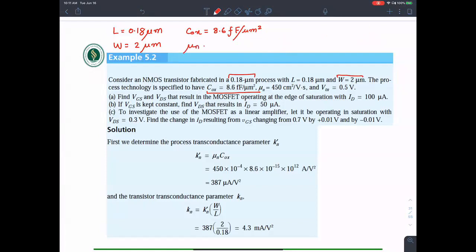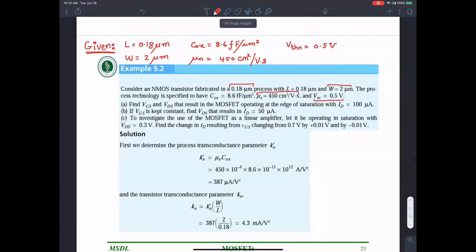The mobility is given to be 450 centimeters squared per volt second. This is the typical unit of mobility of electrons. You want to make sure you are extremely careful with all the units that we use. VTN or VTHN is given to be 0.5 volts. So these are all the bits of information given to us.